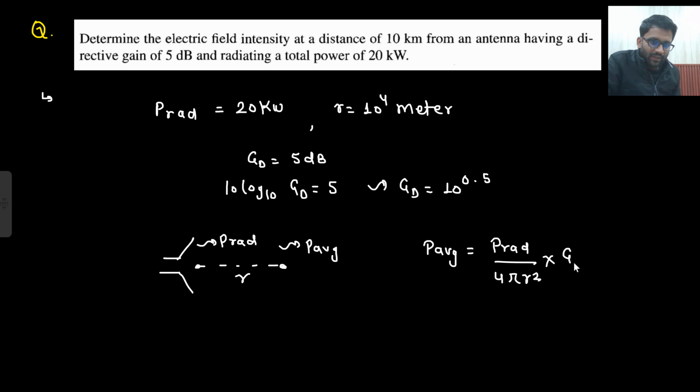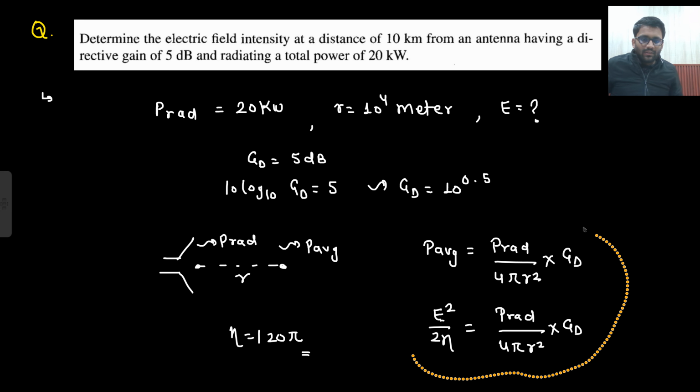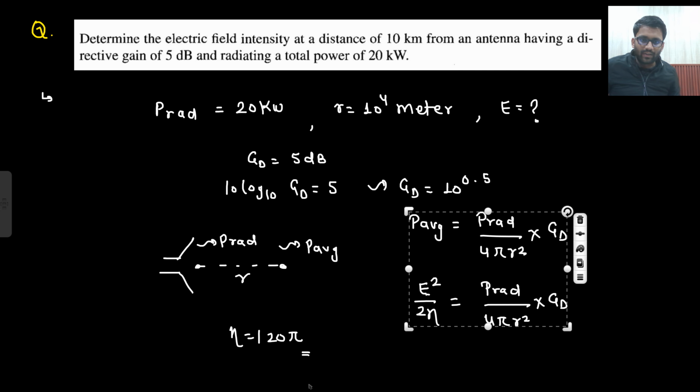Now what is this P average? P average is electric field intensity square divided by 2 neta, because what I need to find is electric field intensity. So E square by 2 neta is equal to P radiated upon 4 pi R square into GD. This will be the formula, and this is in the air. No medium is mentioned, so I will take neta value to be 120 pi, right? Everything is given. I just need to apply the formula and that's it. From here I will find out the value now.